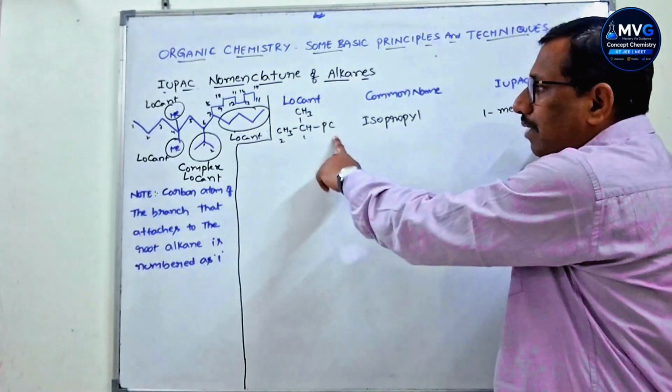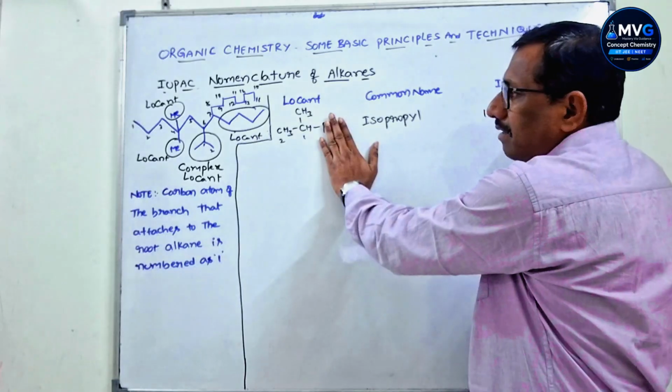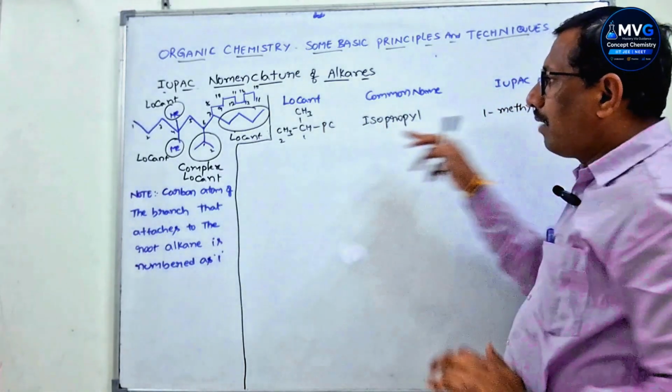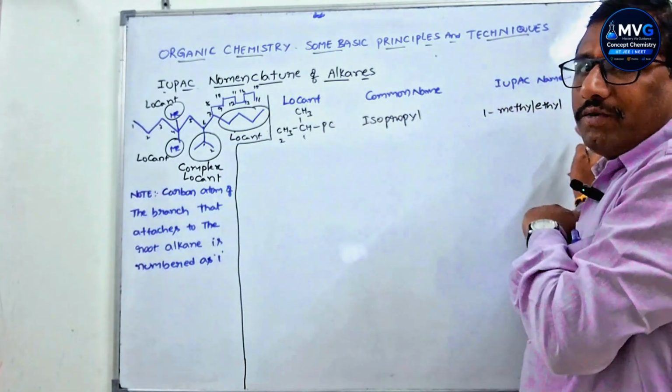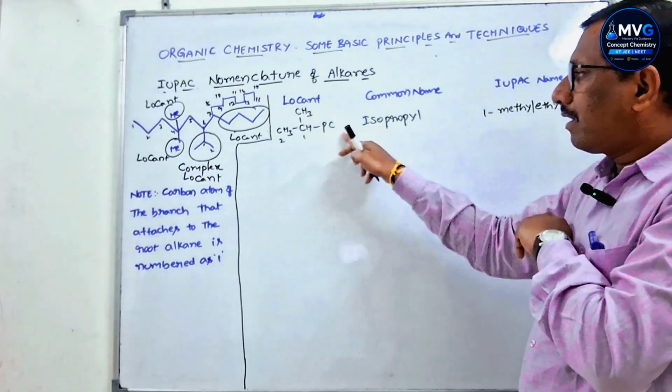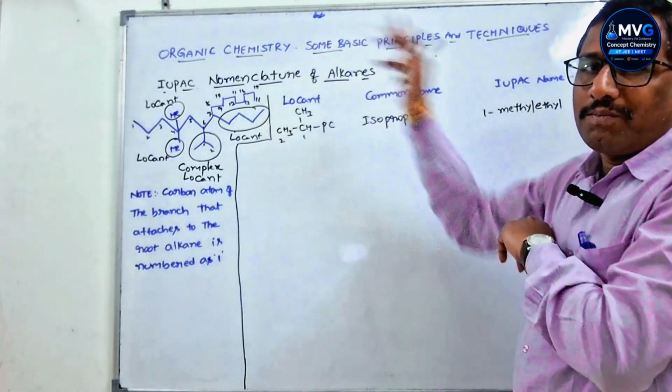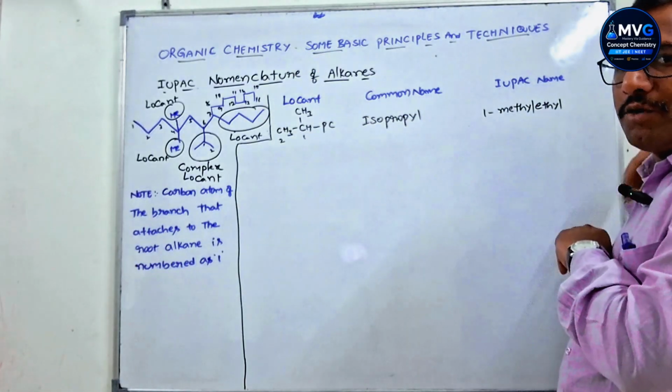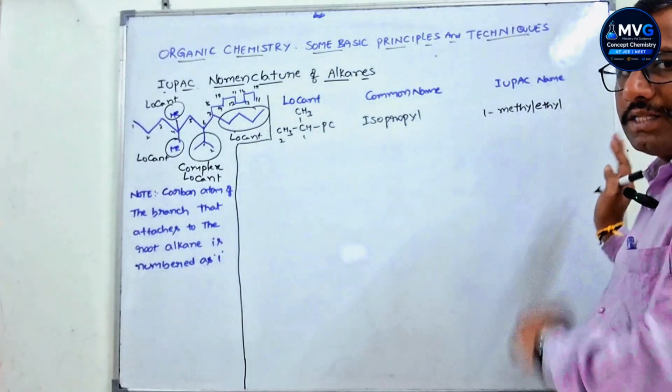Why didn't we write the complete name, students? Because it is not the end of the compound. It is attached to the principal carbon chain, so we write methyl, ethyl, propyl like that, not completed.